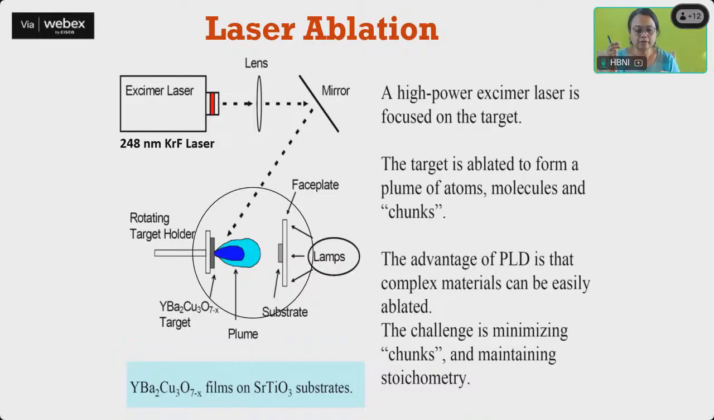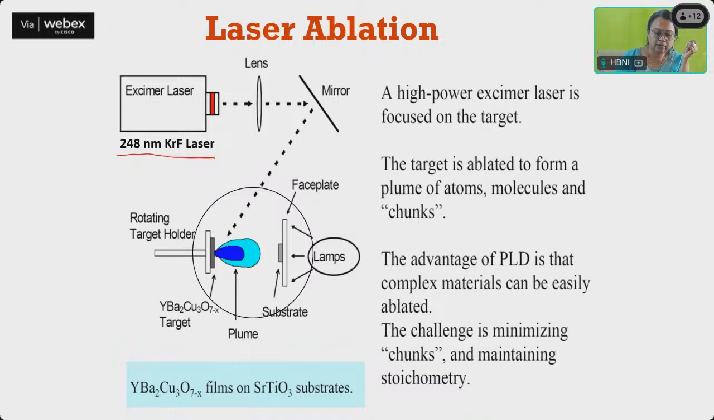Now coming to laser ablation. So this is the structure. An excimer laser, generally KrF, krypton fluoride laser, is used with a UV wavelength. Why? Because you don't want it to heat the full material. Only a very small portion of the target should get heated at a given time. So this is focused on the target through a lens and mirror.